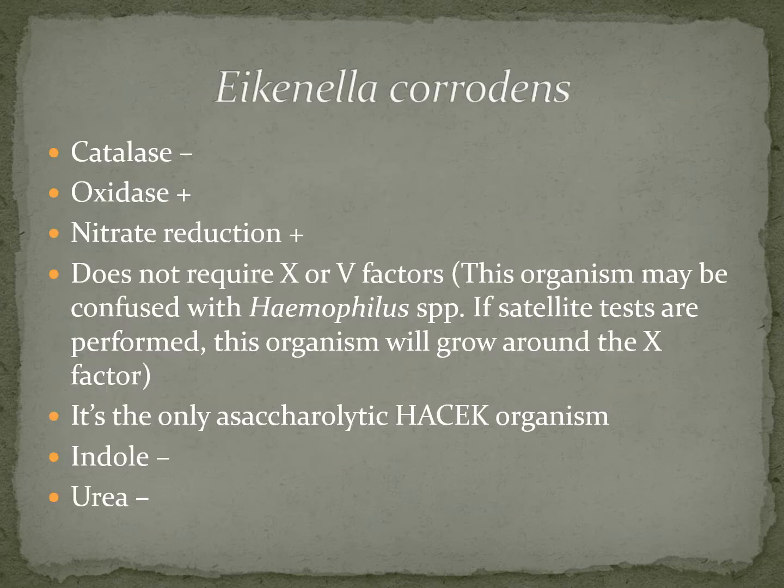Eikenella corrodens is a HACEK organism. It's catalase negative and oxidase positive. It's also nitrate reduction positive. It does not require the X and V factors, and the only reason we would set up the X and V factors is to differentiate it from Haemophilus species.